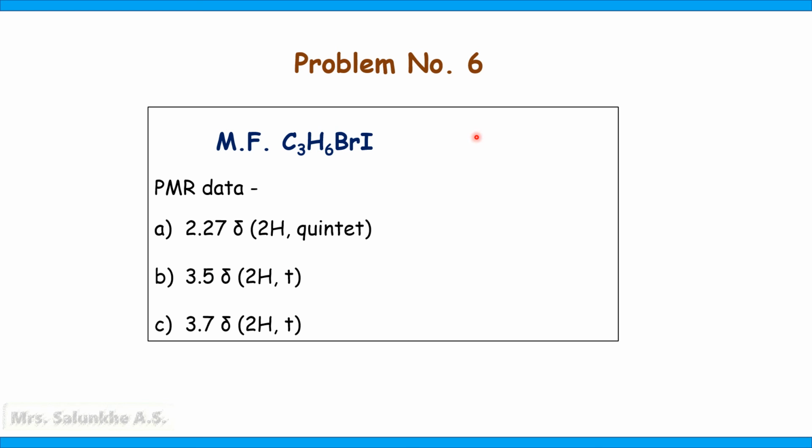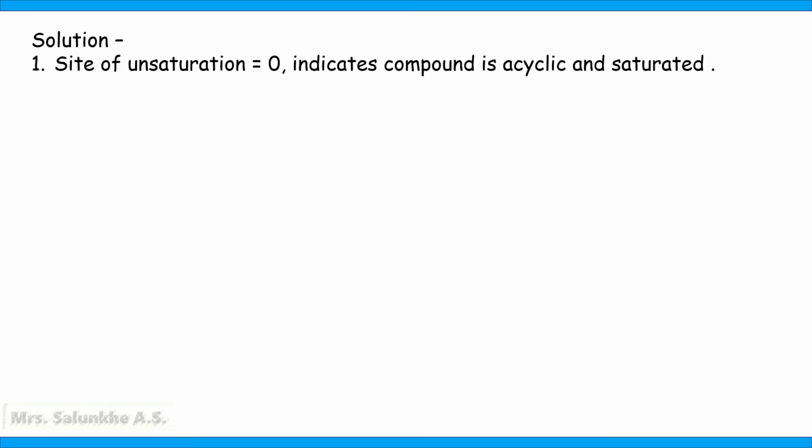Then problem number 6. The molecular formula is C3H6BrCl. The compound contains halogen atoms. These are the signals for that problem: 2.27 delta 2H quintet, 3.5 delta 2H triplet, 3.7 delta 2H triplet. And the solution is like this.